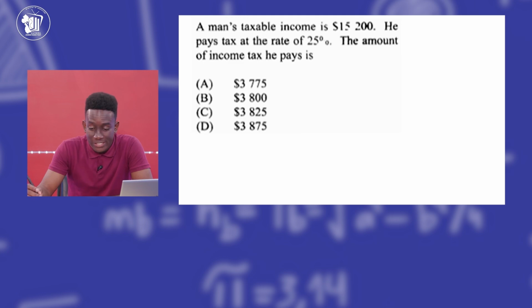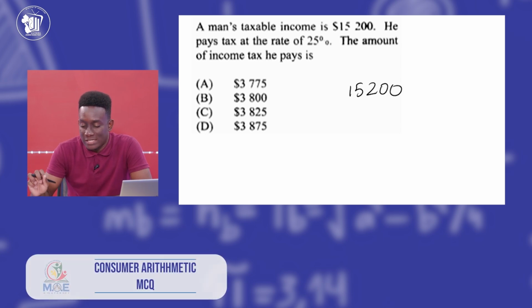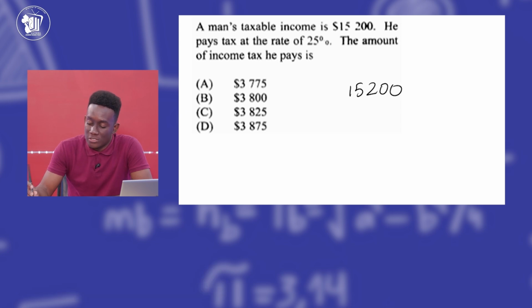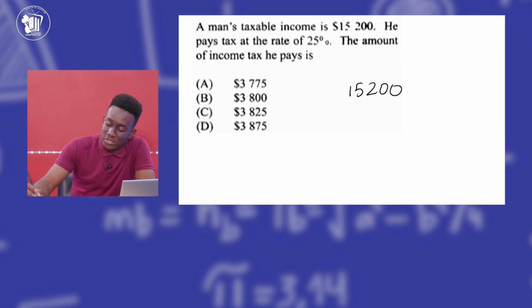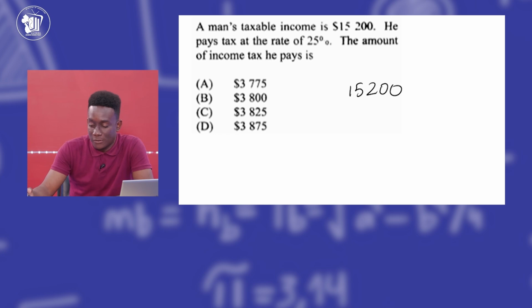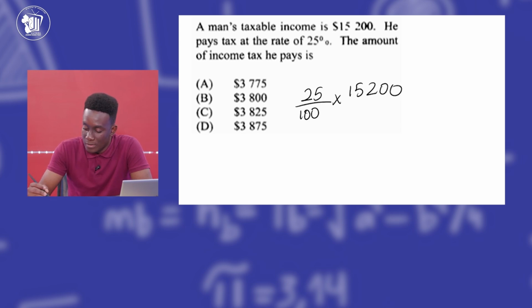So this question says, a man's taxable income is $15,200. That is his taxable income. He pays tax at a rate of 25%. The amount of income tax he pays is, so we see this is his taxable income. This is the amount of money that he has to pay tax on. And we see that he pays tax at a rate of 25% of this. So this will be 25% over 100 multiplied by this.